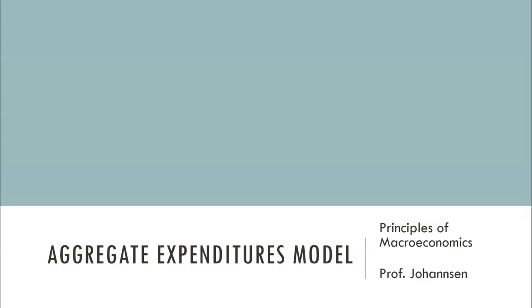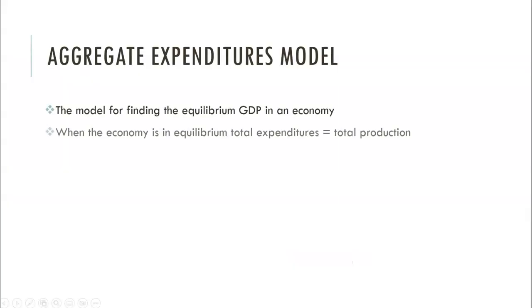Hello, in this video we're going to be looking at the aggregate expenditures model. This is a model that is related to aggregate demand and it helps us find the equilibrium in an economy. When the economy is in an equilibrium, we would say that total expenditures equal total production.